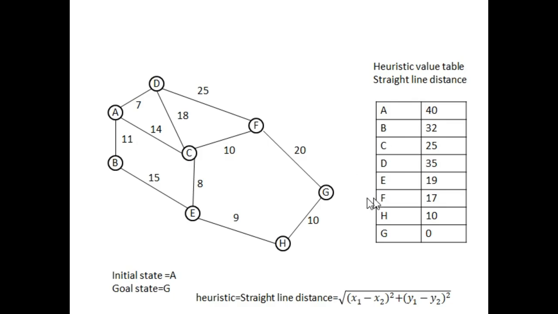So I will suggest you solve this problem. The initial state is A and the goal state is G. Solve this problem by using these heuristic values. The heuristic value is equal to the straight-line distance from that node to the goal state. So by using the Euclidean distance we can calculate the heuristic values for these nodes. I suggest that before coming to the next lecture, or before watching the next lecture video, you solve this problem.